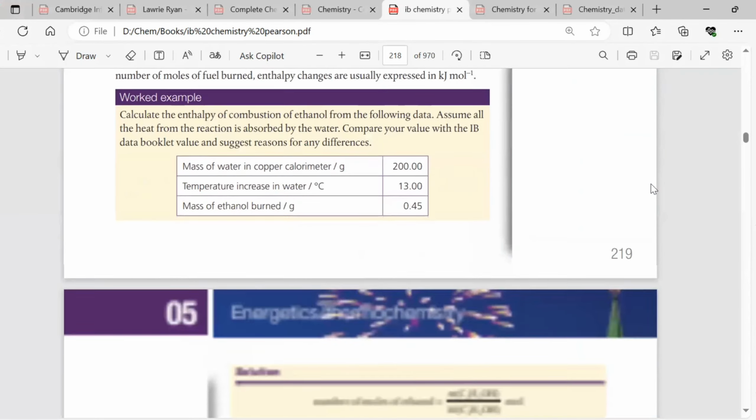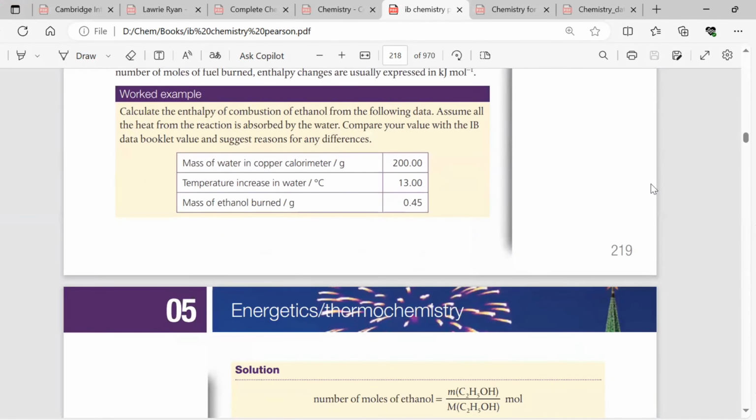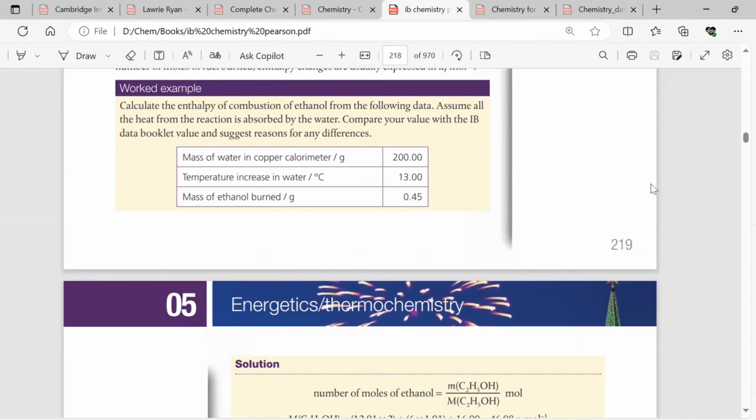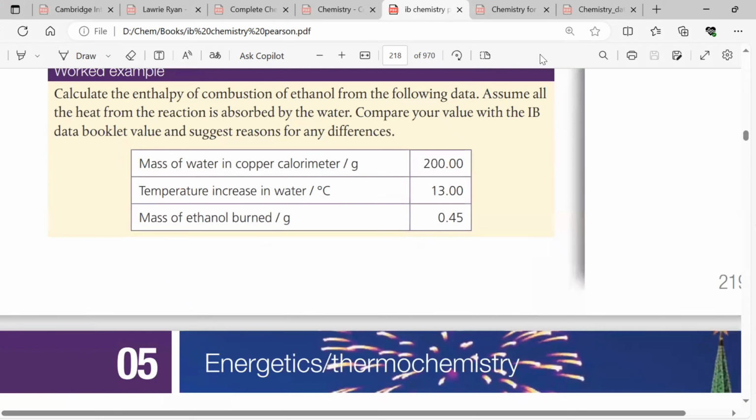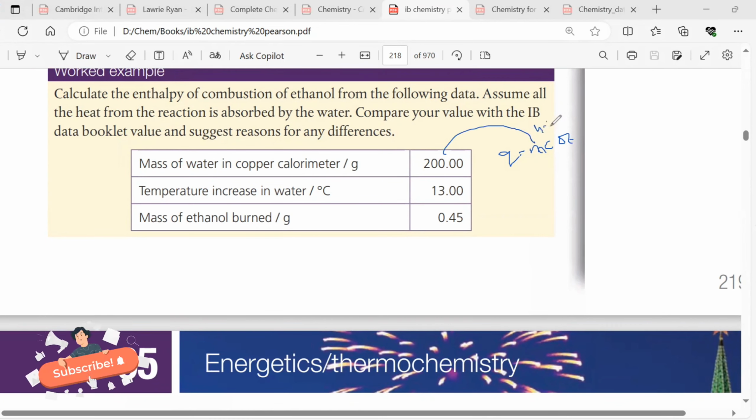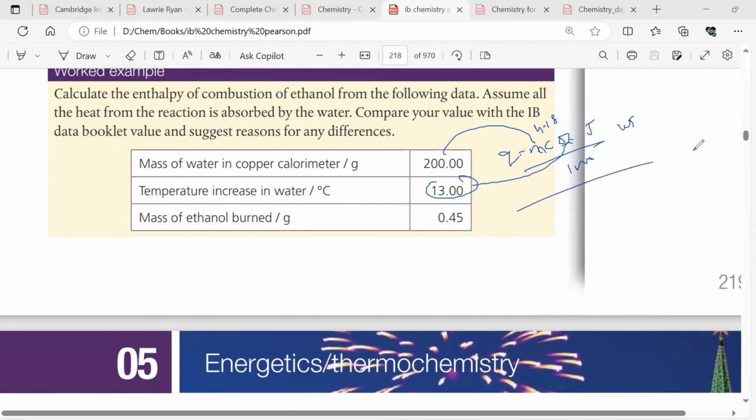See, let's send me a message. Delta HC, worked example 219. Do this worked example, right? See, it's very easy. Q is equal to mc delta T. Mass of water is this. Specific heat is 4.18. Delta T is what? 13. Then we get joules. We divide by 1000. We are getting kilojoules. Then we divide this by the number of moles of ethanol burned, right? See, 0.45. We divide by 46. We divide this by the number of moles. We are getting this, right? And we are getting less exothermicity.